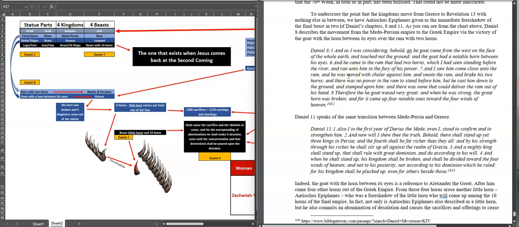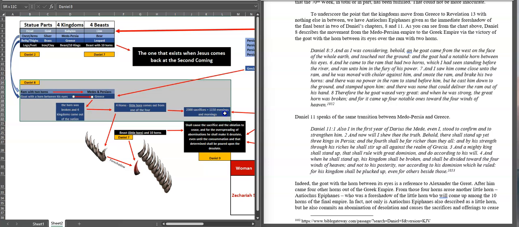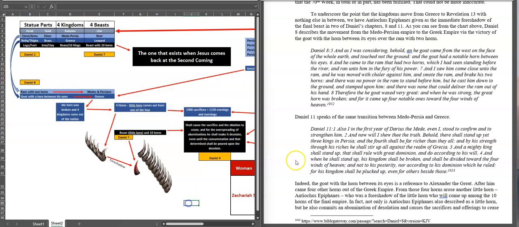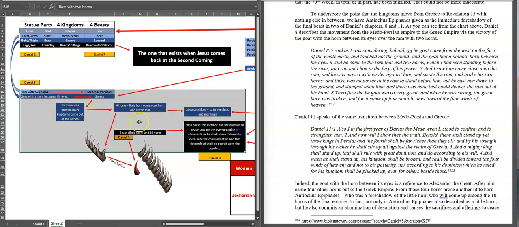To underscore the point that the kingdoms move from Greece to Revelation 13 with nothing else in between, we have Antiochus Epiphanes given as the immediate foreshadow of the final beast in 2 of Daniel's chapters, 8 and 11. Now, as you can see from the chart above, that's where we're going to look right here, because we're going to start with this stuff down here. Yes, that's where we're at, we're moving to this middle part with respect to Daniel 8. So this is what we're talking about right now.